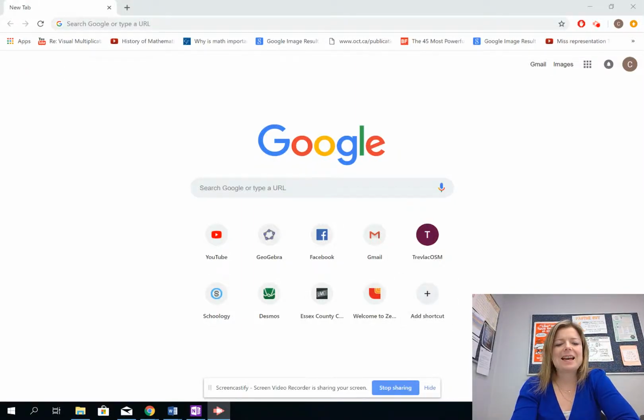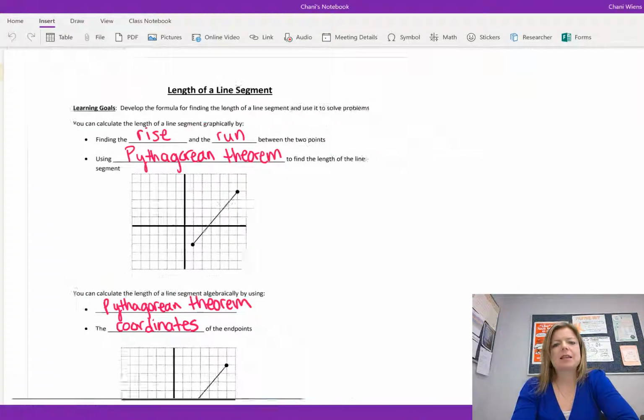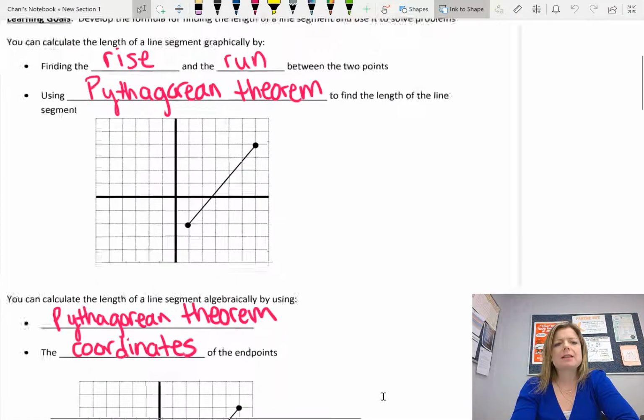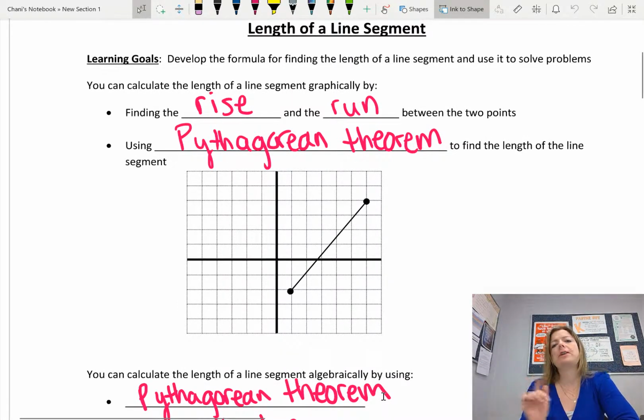Hi, grade 10s. Today we are talking about the length of a line segment. So again, a line segment, as opposed to a line, just connects two specific points on the Cartesian plane. So we can actually find how many units long a line segment is using a different version of the Pythagorean theorem.